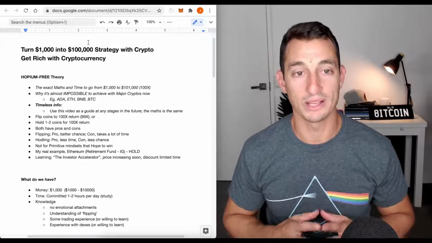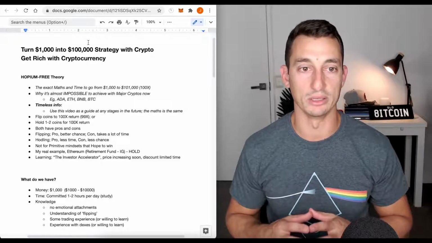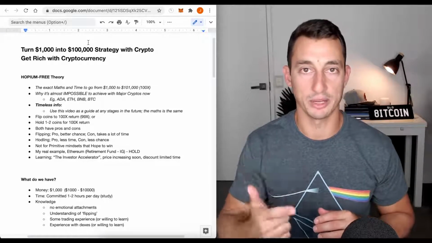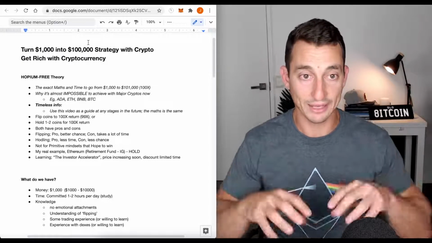We'll also look at why it's almost impossible to achieve this with the major cryptos at the moment. That's your Cardanos, your Ethereums, Binance, Bitcoin, all those sort of things. This is almost impossible to do in this cycle.